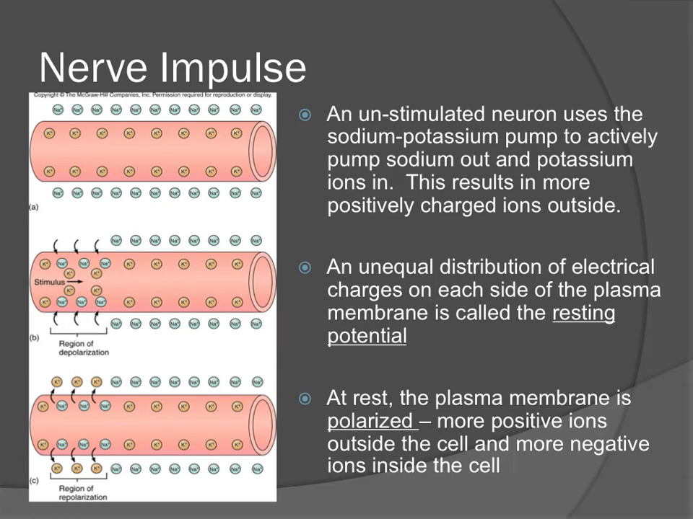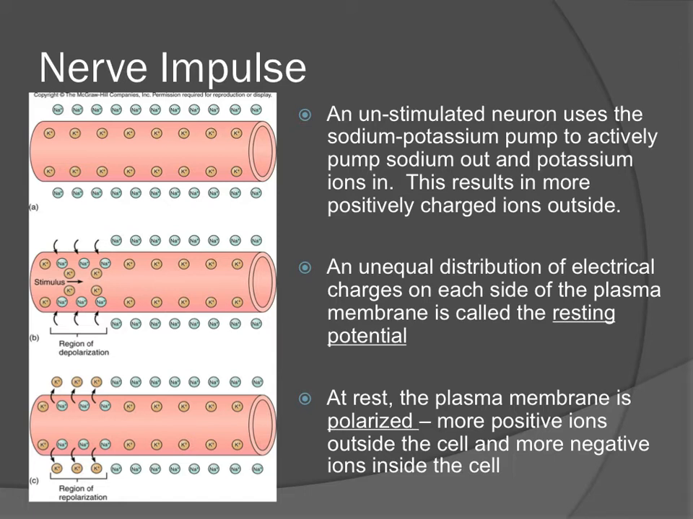So your nerve impulse occurs in several steps. An unstimulated neuron uses the sodium-potassium pump to actively pump sodium out and potassium ions in. This results in more positively charged ions outside. Then an unequal distribution of those electrical charges on each side of the plasma membrane is called the resting potential. So at rest, the plasma membrane is polarized. That means there are more positive ions outside the cell and more negative ions inside the cell. When stimulated, neurons exhibit an all or none response. They either form an impulse or they do not respond.